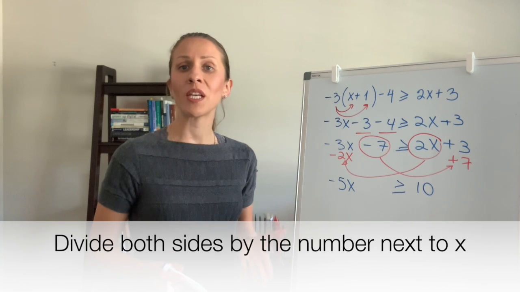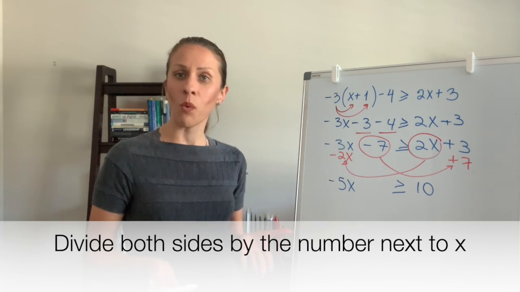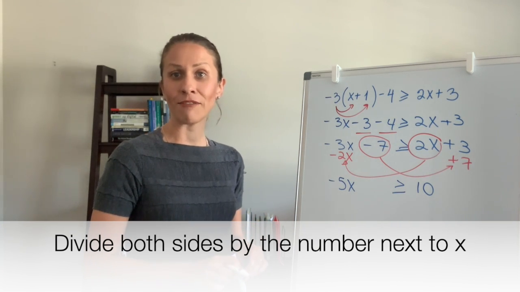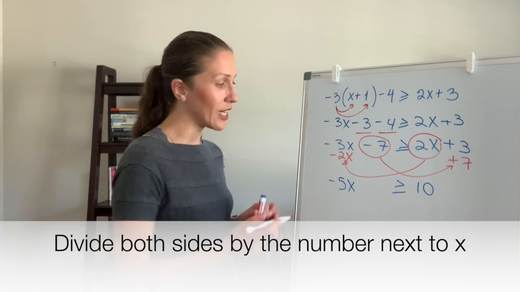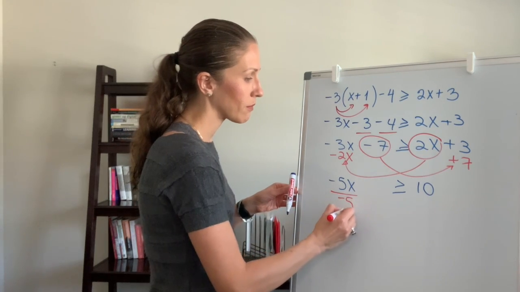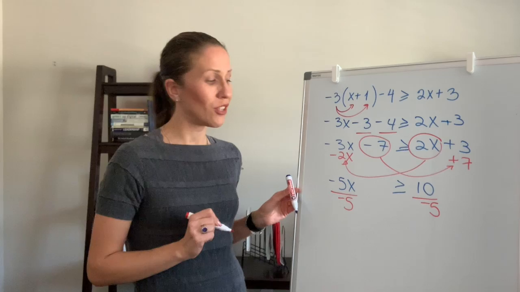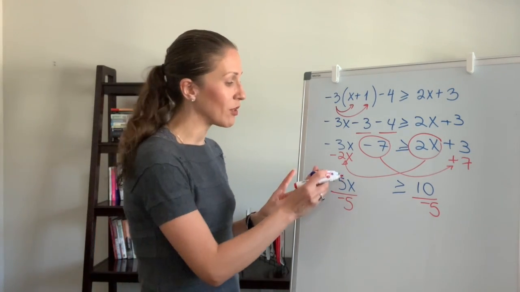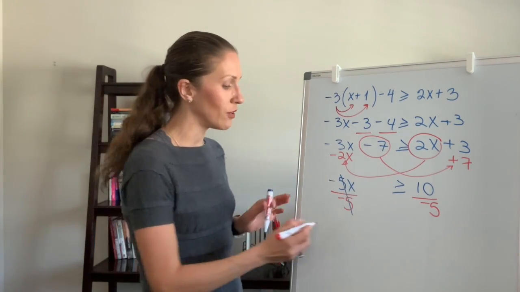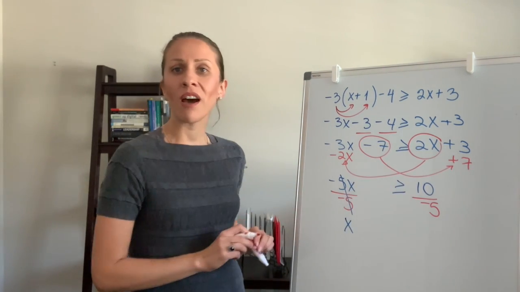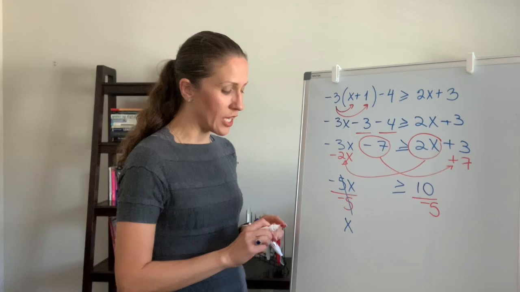Step 5 requires us to divide both sides of the inequality by the number next to x. The number next to x is -5, so I will divide both sides by that -5. On the left side, you now have just an x because the -5s cancel each other out. On the right side, you have 10 divided by -5, which is -2.